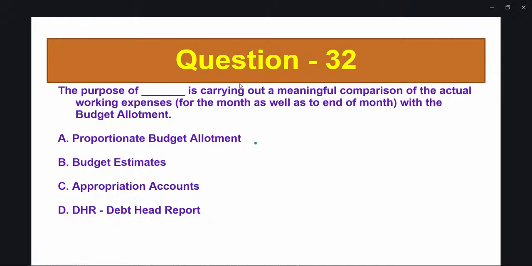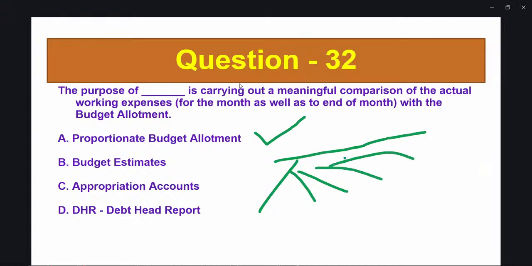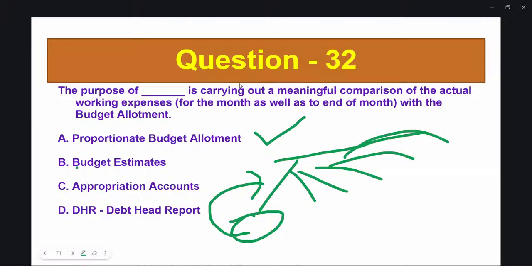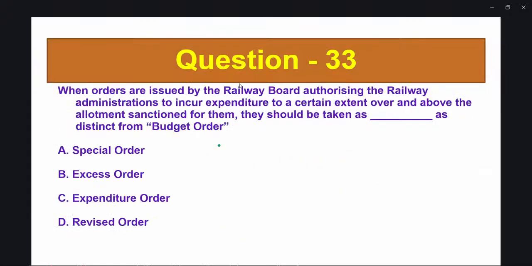Yes, this is the proportionate budget allotment. Budget estimates is not correct. It is a budget allotment. That means the grant will be distributed between 12 months, so that the actual expenditure for this month can be easily compared with the grant distributed for that month. So that's why it is called proportionate budget allotment. Okay. Yeah. This is very important.